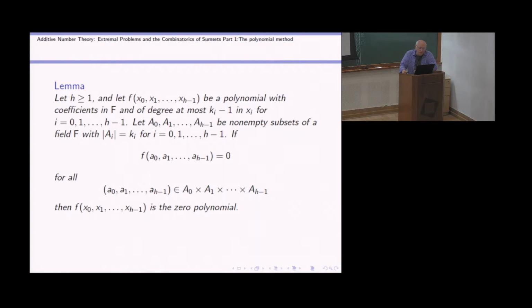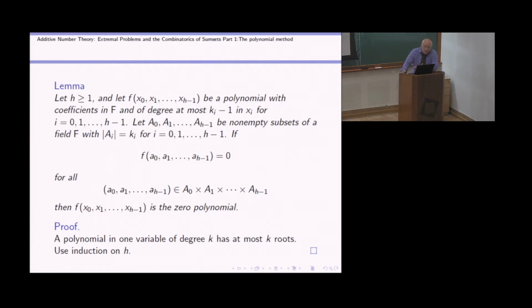So if this polynomial vanishes, so if f of a naught, a1 up to a sub h minus 1 is equal to 0 for all of these h tuples, then the polynomial has to be the zero polynomial. And in one variable, it just says that a polynomial of degree k has at most k roots. And then you use induction on h. Right? Now, Noga Alon, a few years later, wrote a kind of a survey paper, which he calls something like the Combinatorial Nullstellensatz. But this is it, right? So this is what we use.